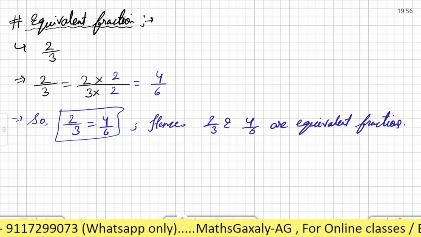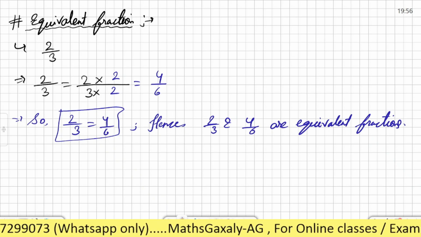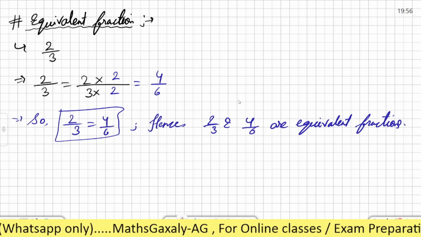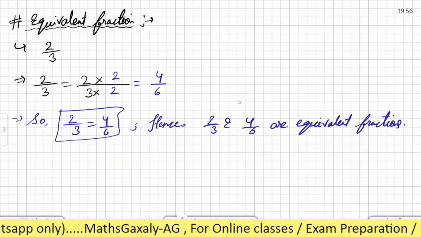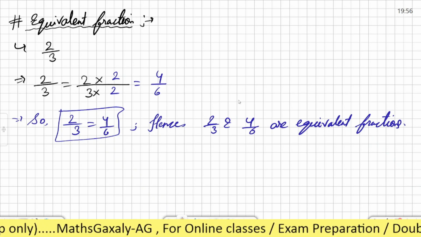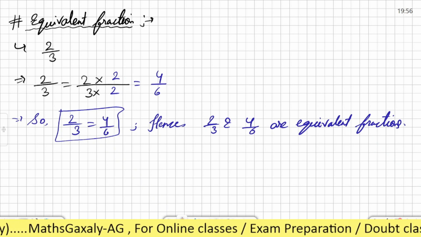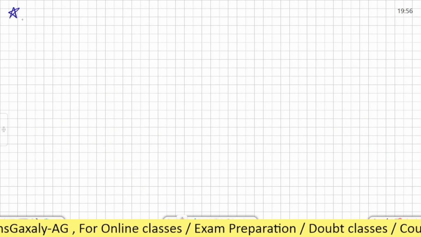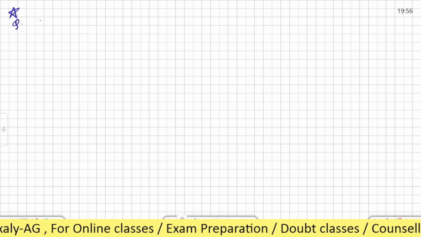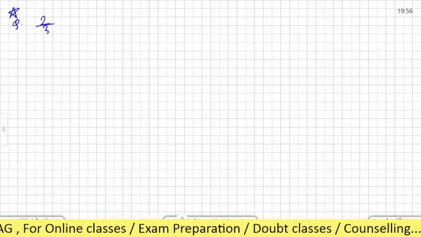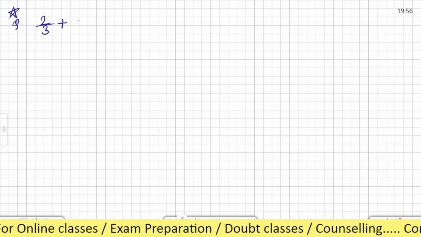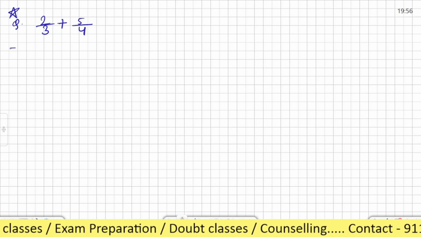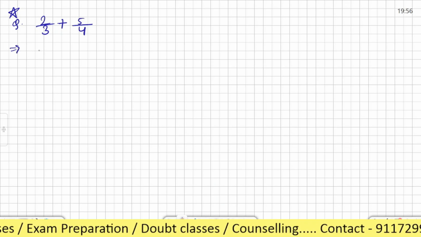No, sir. Now let's see here, there is a concept of addition. Here we need to revise the addition of unlike fractions. What type of fraction? Unlike fraction. So let's see how we will do it. Suppose the question given is 2 by 3 plus 5 by 4. Let's see how we will do it.